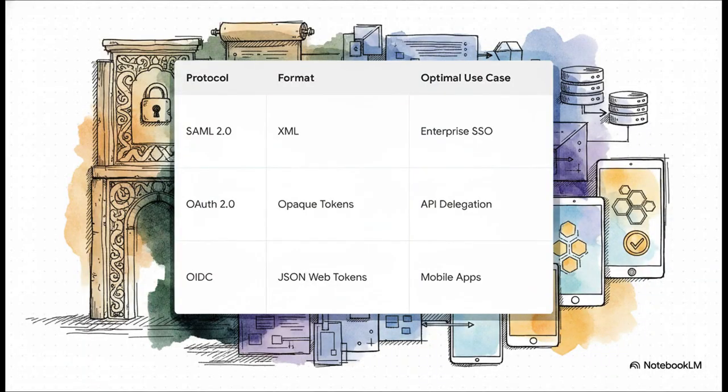Let's see how this builds across the 3 globally dominant federated protocols. First up is SAML 2.0. This is the legacy heavy hitter, utilizing complex XML documents to facilitate enterprise single sign-on. Next is the OAuth 2.0 framework. Now, this one explicitly is not for authentication, but instead uses lightweight, opaque tokens specifically for delegated API access. Finally, we have OpenID Connect, or OIDC. This protocol utilizes verifiable JSON web tokens, making it the premier choice for modern, consumer-facing, mobile and single-page applications.